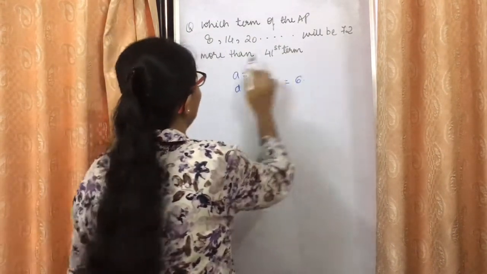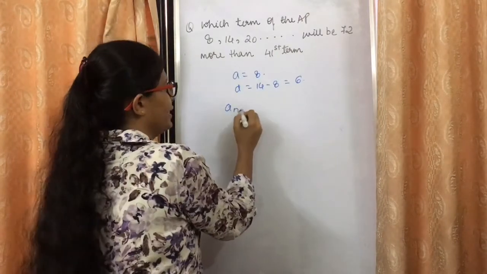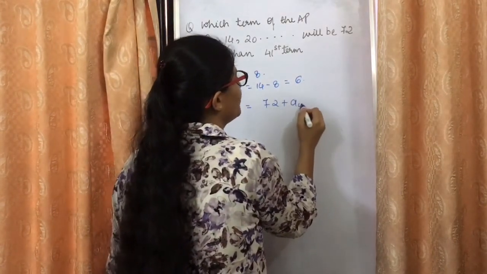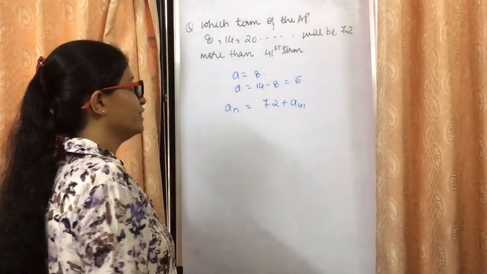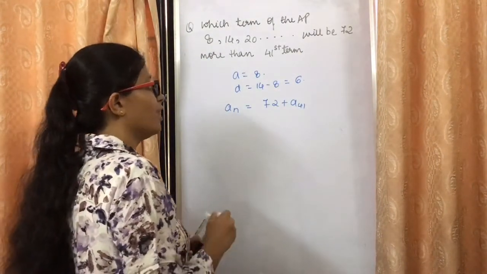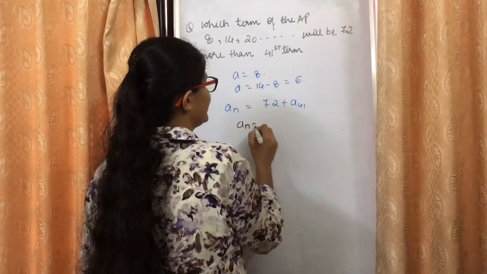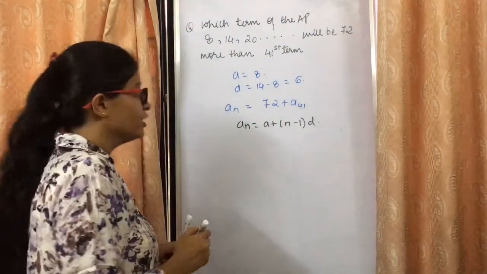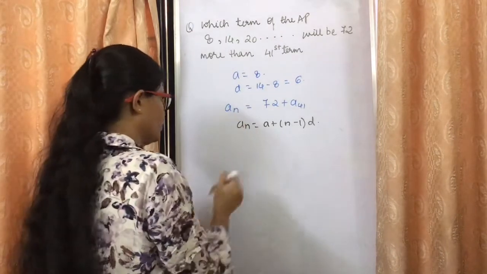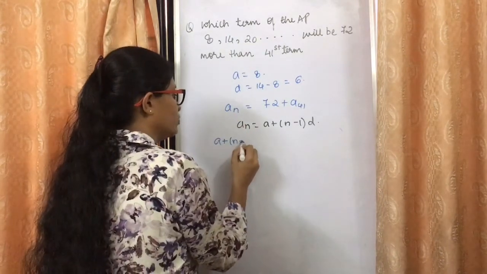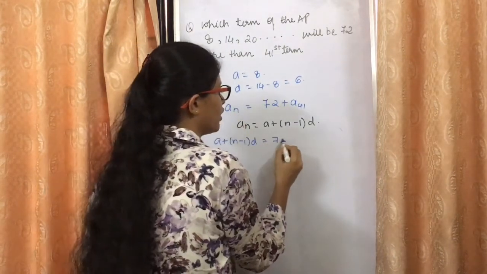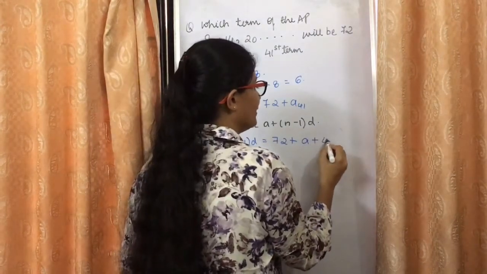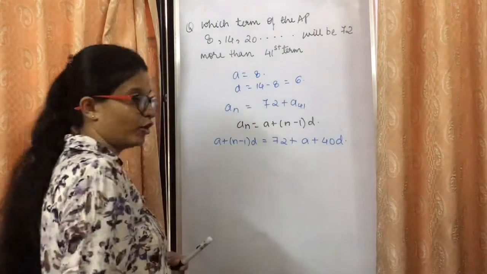So, which term will be 72 more than the 41st term? Again using the formula, which formula? We can write an as a plus n minus 1 into d. Substituting in an, you will get a plus n minus 1 into d is equal to 72 plus, and we write this in terms of a and d as a plus 40d.